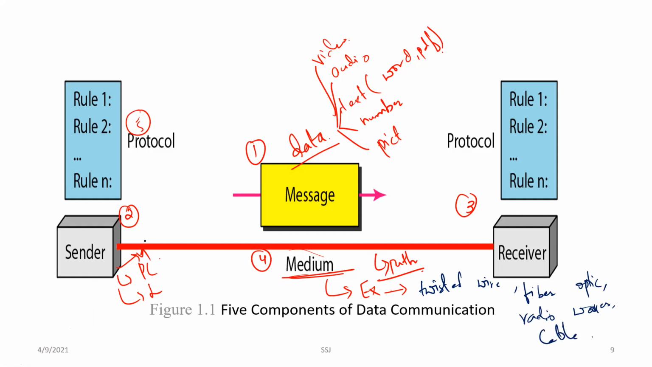Now, the next is finally the protocol. What do you mean by a protocol? A protocol is basically a set of rules that govern data communication. It is an agreement between the communicating devices. Suppose the sender and receiver are sending a message, they should agree upon which kind of medium they are using. They should agree upon whether the data will be encrypted or decrypted. Without a protocol, two devices may be connected but not communicating.